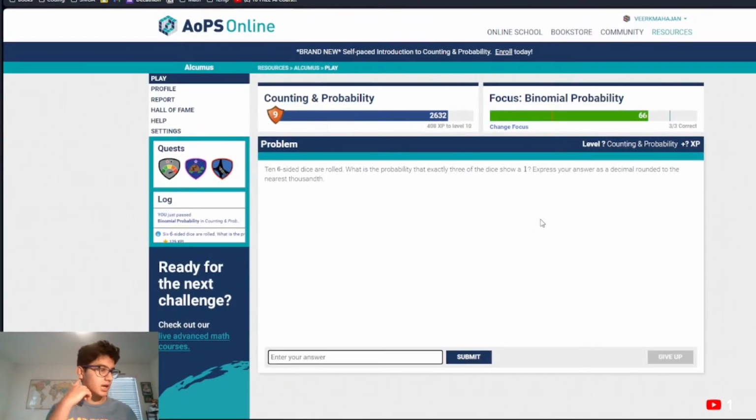Okay, great. Okay, this isn't as bad as I thought. I thought it'd be hard. 10 six-sided dice are rolled. What is the probability that exactly 3 of the dice?